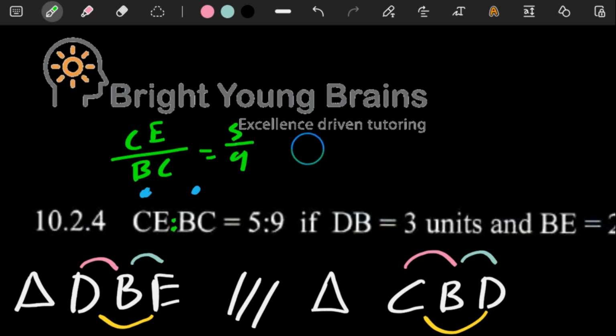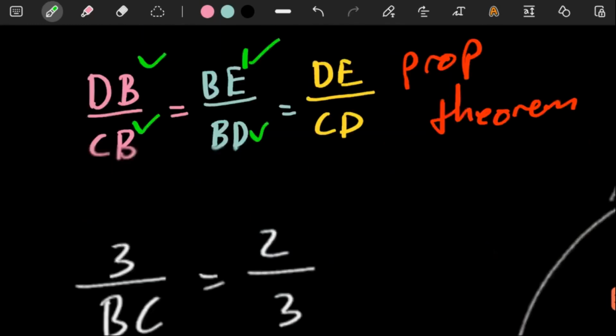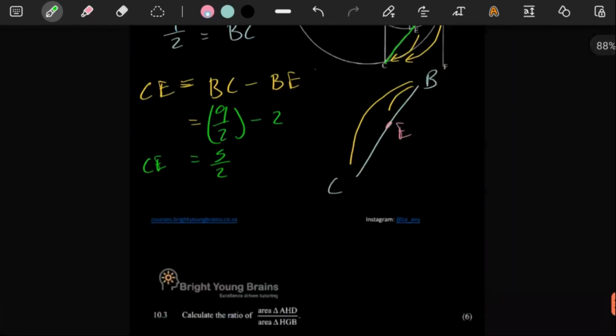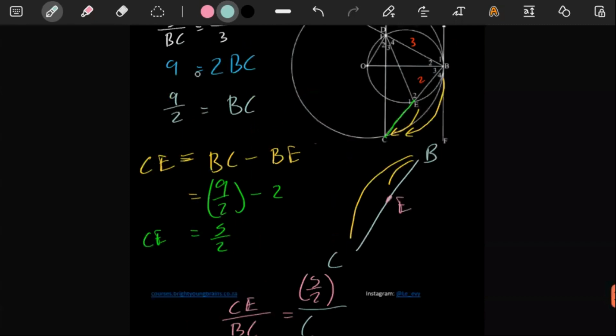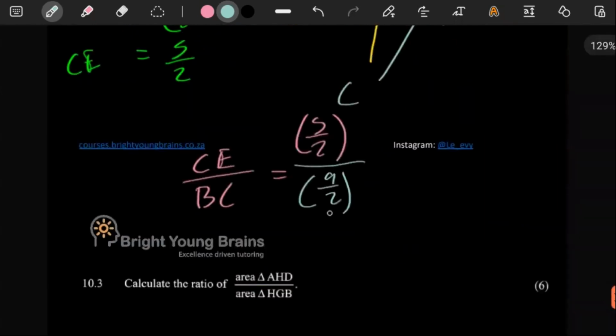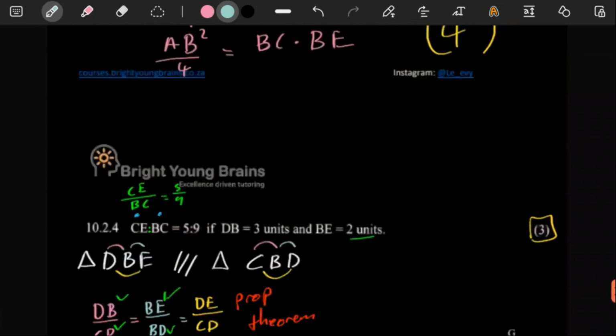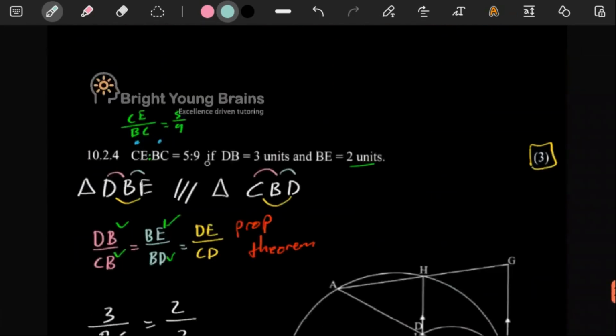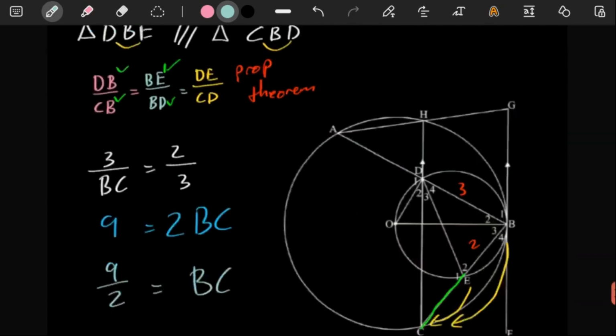So our job is to just show that if you take the length of CE, let's write here CE over BC. We are gonna write here CE is just 5 over 2, and then BC is just 9 over 2. So let's put that there. And then we should just show that this in its simplest form is just 5 over 9. It's as good as putting the ratio 5 to 9 there.